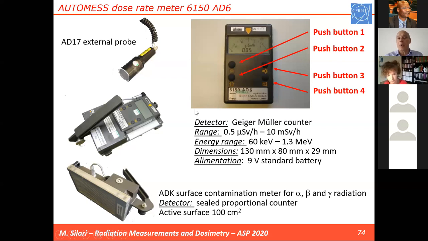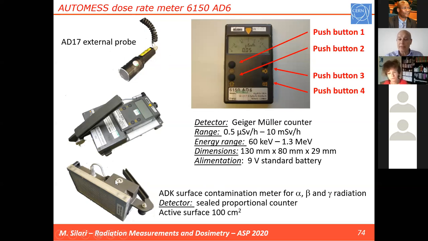And the response, once it's calibrated, is in ambient dose equivalent, so we give you microsievert per hour. Now, the interesting feature of this instrument is that you can couple it with different probes. You can plug in an external probe, which is more sensitive, in order to discriminate maybe background radiation. You can plug it onto a proportional counter for surface contamination measurement.